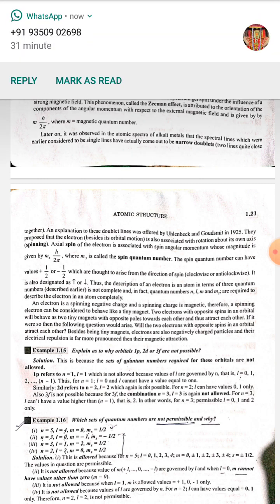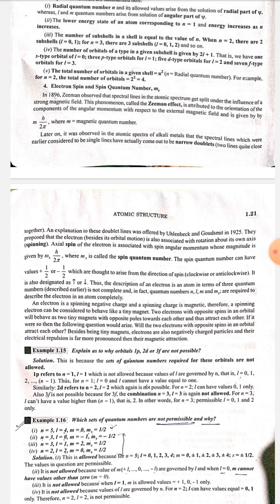Question 3: n equal to 3, l equal to 1, m equal to 2, ms equal to half. Solution. It is not allowed because when l is equal to 1, the allowed values of m are plus 1, 0, minus 1 only.